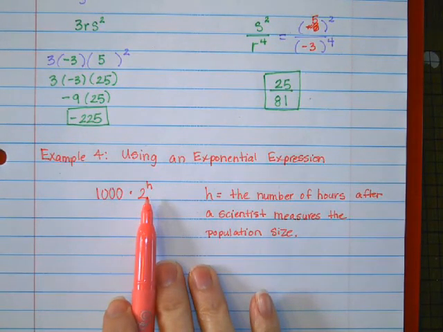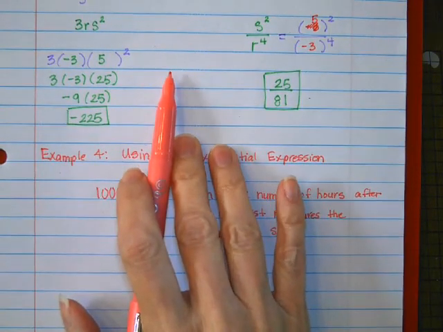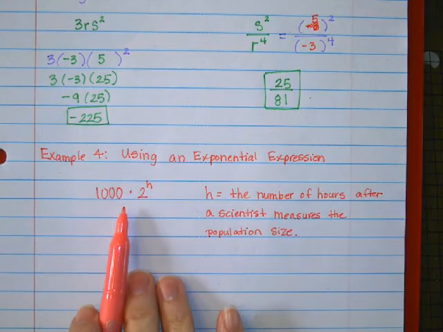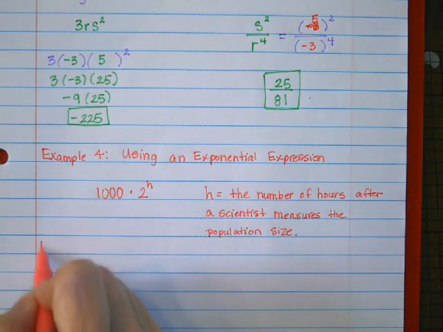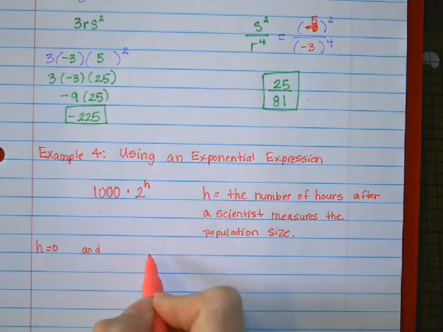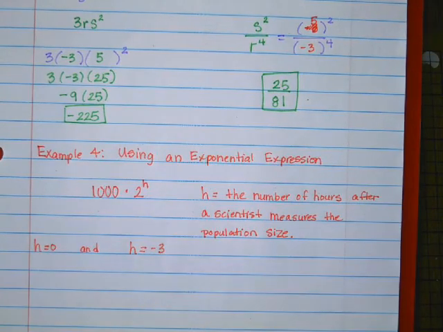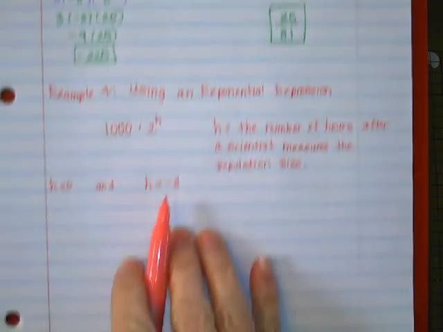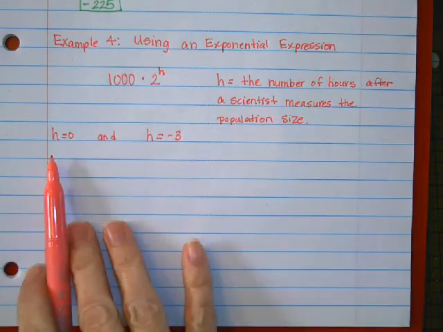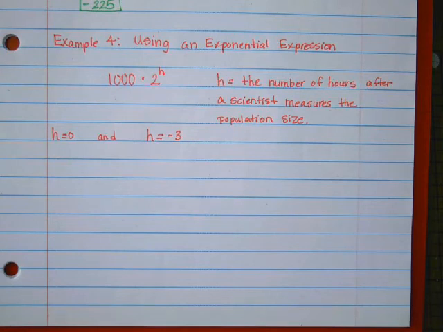Then it says evaluate. That's what you were just doing up here, evaluating. They want you to evaluate this expression for h equaling 0, and they want you to evaluate it when h is equal to -3. Then they want to know, what does the value of the expression represent in each situation? So we're saying if h is equal to 0 and if h is equal to -3, what does that number tell us?